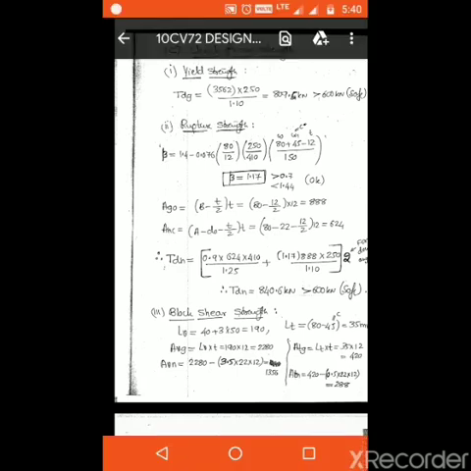T is 12 mm, FOL is 250, FUB is 410, then W is 80, W1 is 45, T is 12. Substitute all the values, then you will get beta value is 1.17. This value is in between 0.7 and 1.44, then it is okay.